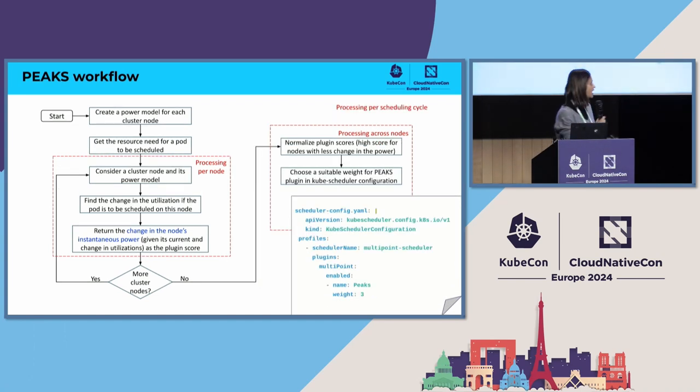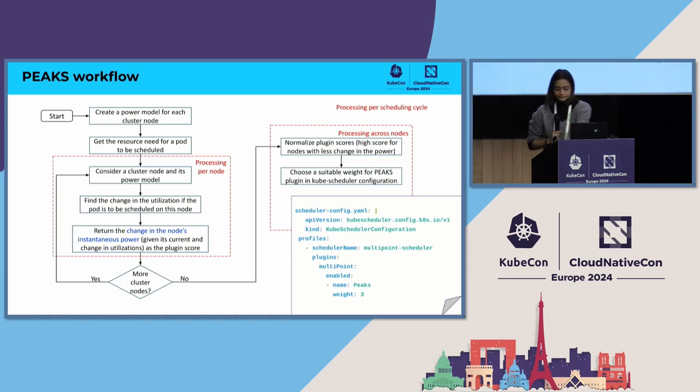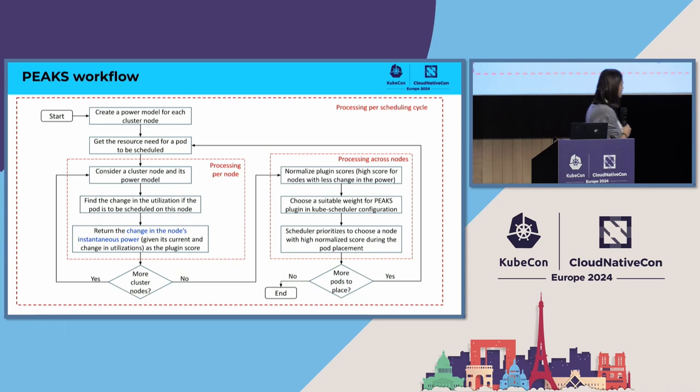Once you have the normalized plugin scoring done, you can put a suitable weight for the Peaks plugin. Kubernetes lets you assign a weight to the plugin, and depending on the weight, the priority or importance is given to that particular plugin. So once you have the weights and the score, this whole cycle will give you the node that is best fitted for the pod, and you decide that by the highest normalized score.